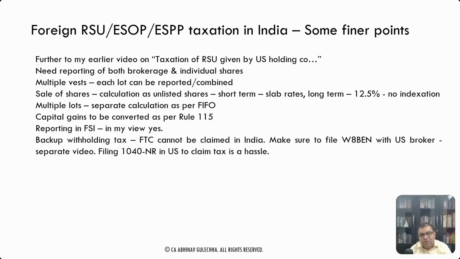The only other option is to file a 1040-NR in the US, right? Because actually there should not have been any tax, because the US does not tax capital gains of non-residents, right? So there should not be any tax when you sell your RSUs in the US. But because there was no W8BEN, they deducted the tax. So the only option is to file a 1040-NR. Now 1040-NR filing is again a big hassle for a US non-resident, because you need to have an ITIN.